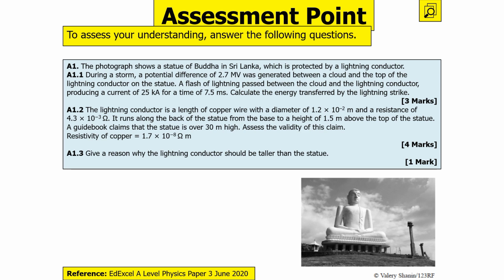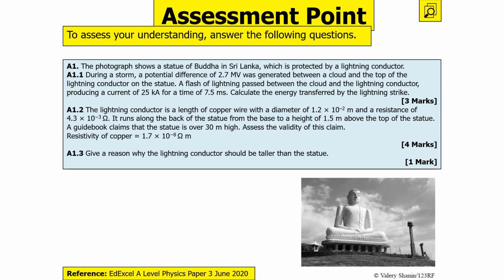The next question says, the photograph on the screen shows a statue of the Buddha in Sri Lanka, which is protected by a lightning conductor. During a storm, a potential difference of 2.7 megavolts was generated between a cloud and the top of the lightning conductor on the statue. A flash of lightning passed between the cloud and the lightning conductor, producing a current of 25 kiloamps for a time of 7.5 milliseconds. Calculate the energy transferred by the lightning strike. The lightning conductor is a length of copper wire with a diameter of 1.2 times 10 to the minus 2 meters and a resistance of 4.3 times 10 to the minus 3 ohms.